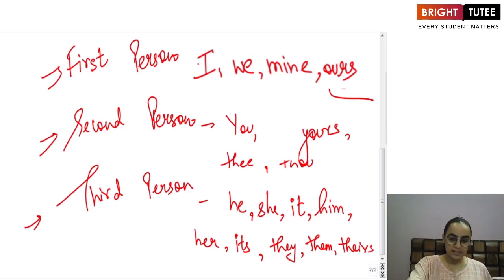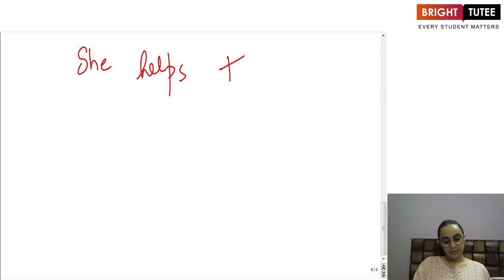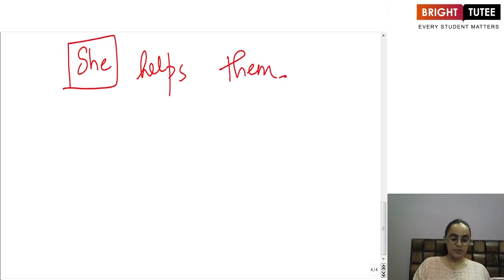If I give you examples, okay. So if I give you the example for the same, let's say, she helps them. You see, I am using she as a personal pronoun in the place of a subject and them as a personal pronoun in place of an object.